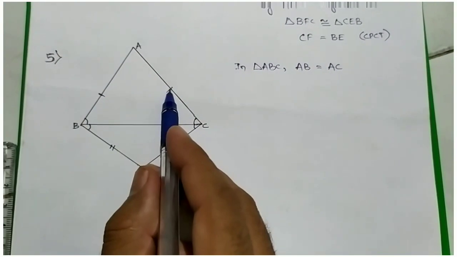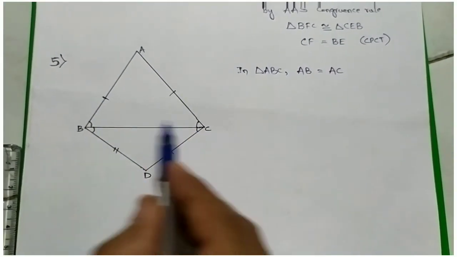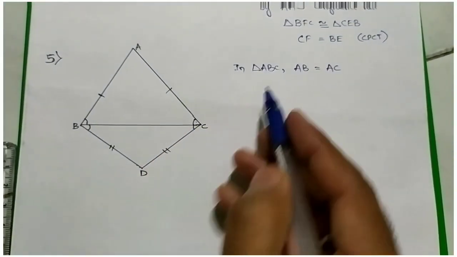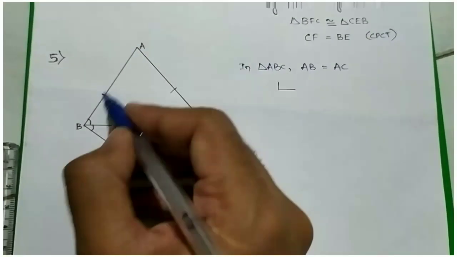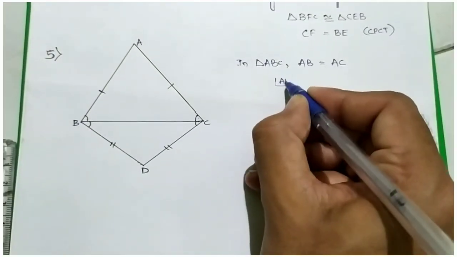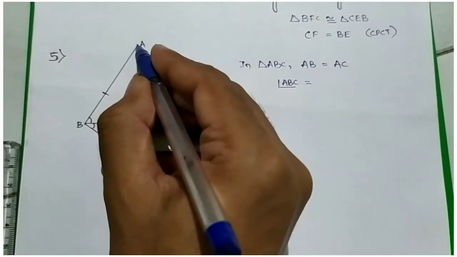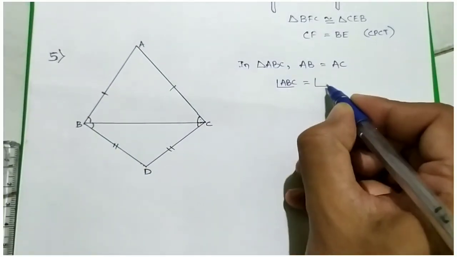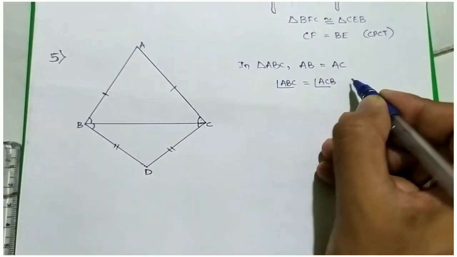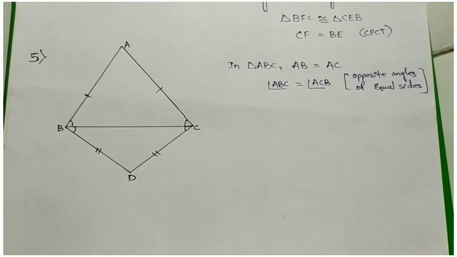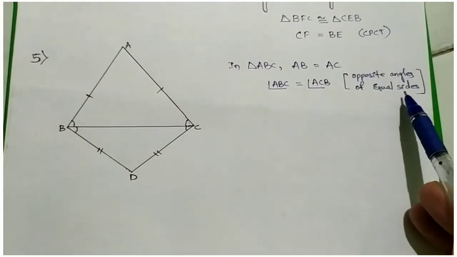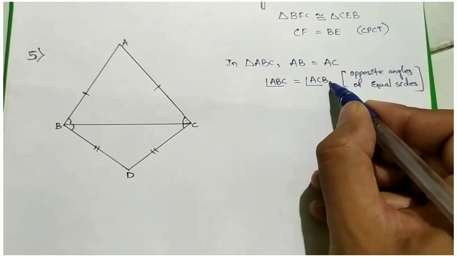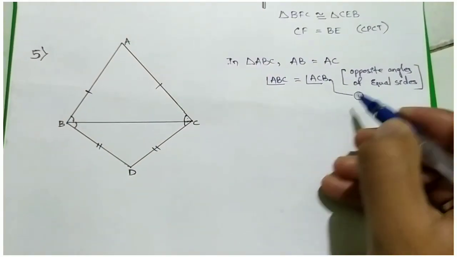So if these two sides are equal, then their opposite angles are also equal. Which are those? Angle ABC equal to angle ACB. So here you have to write opposite angles of equal sides. So let's take it as equation number 1.